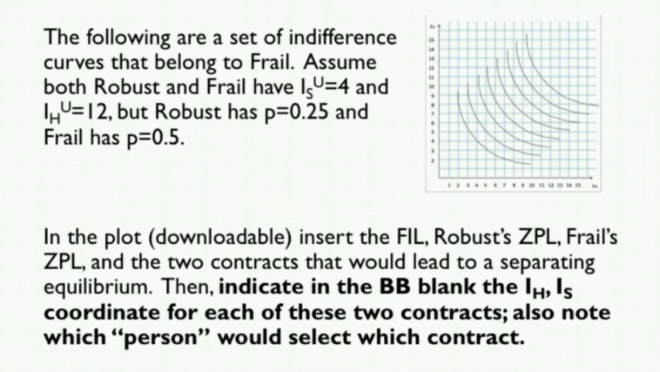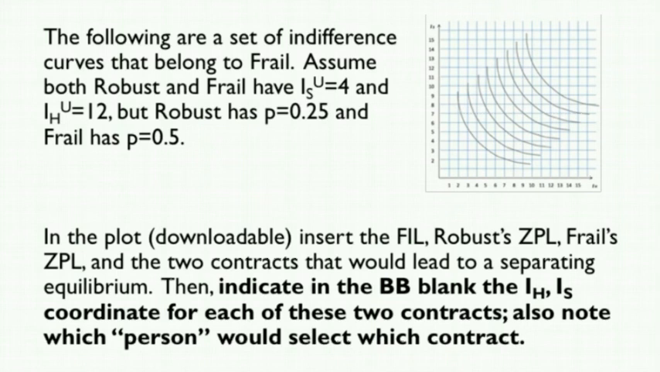Okay, for the first part of the exercise, I have taken this graph and I've made it downloadable on Blackboard. So just on your own, you don't need to turn this in, but this will be helpful for understanding. Just download the graph and fill in the pieces so that you can recreate the graph. And then the bold text that's on the screen is what you actually need to turn in for Blackboard. So what we've got here is in the plot, which you can download, I would like you to insert the full insurance line, the robust person's zero profit line, the frail person's zero profit line, and then also the two contracts that would lead to a separating equilibrium.